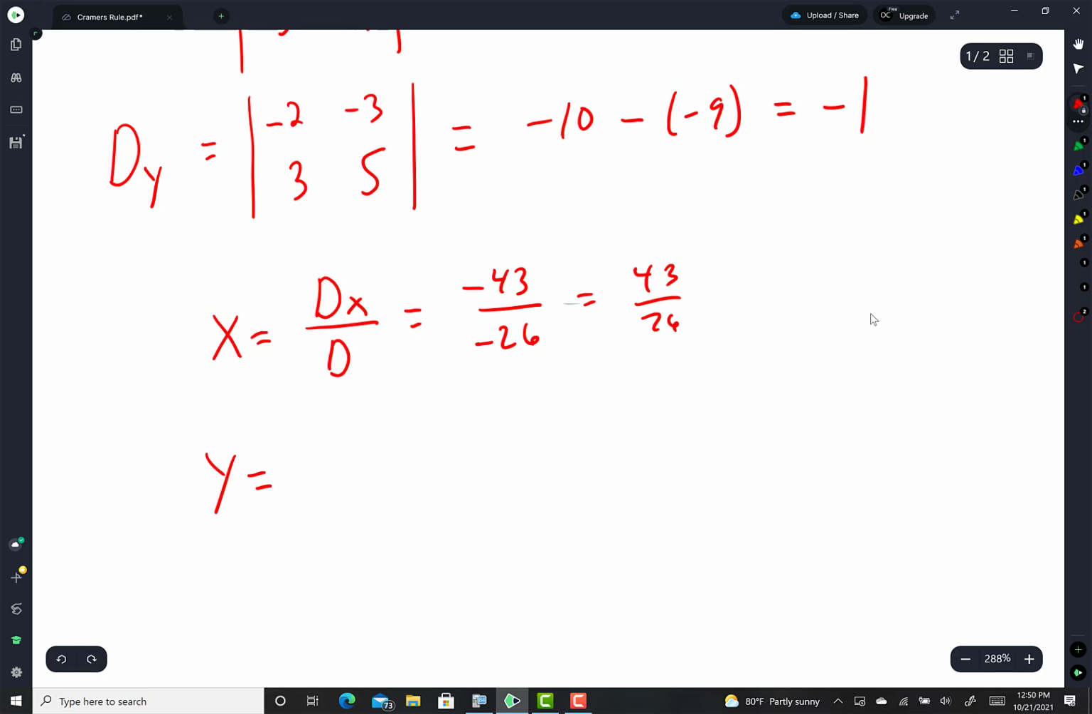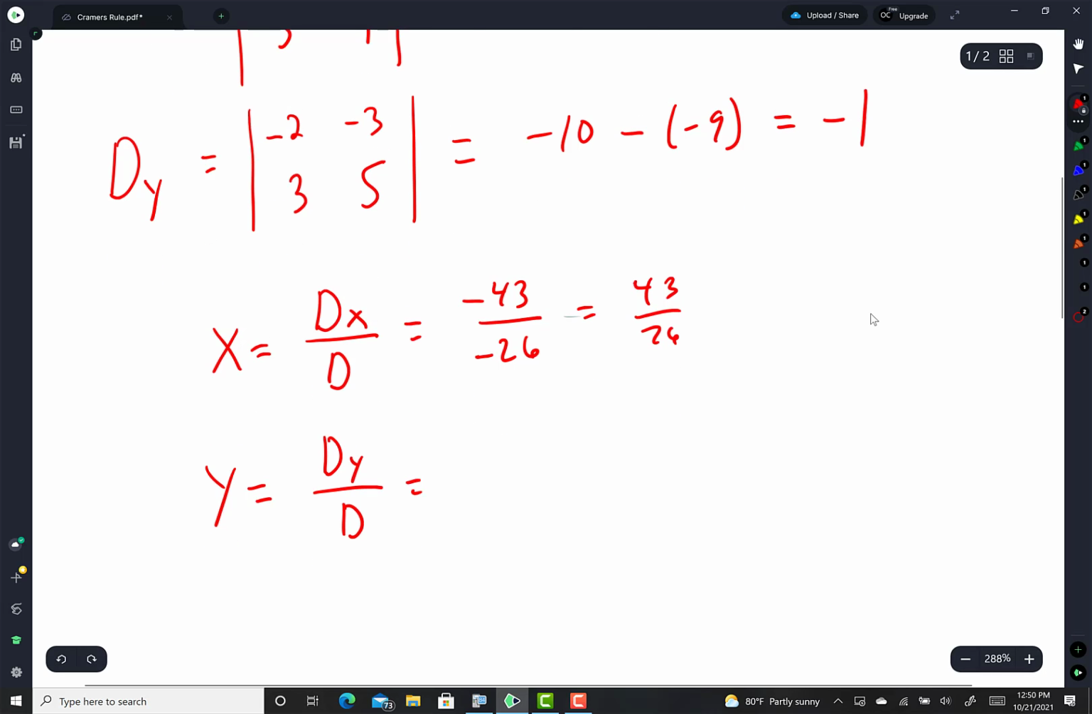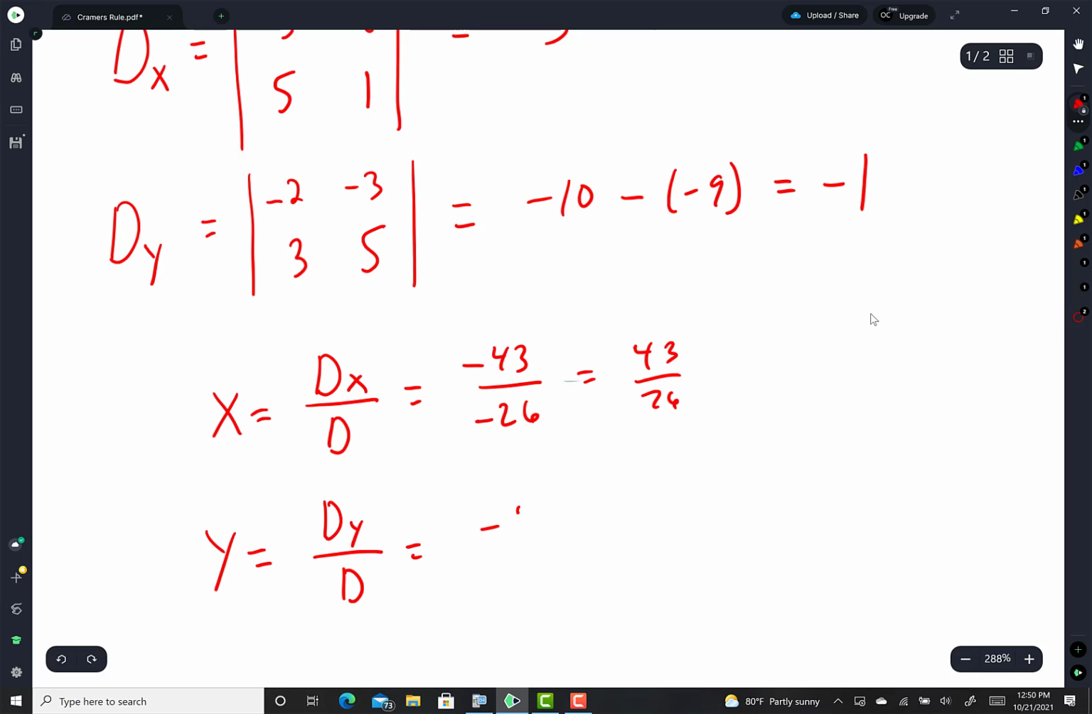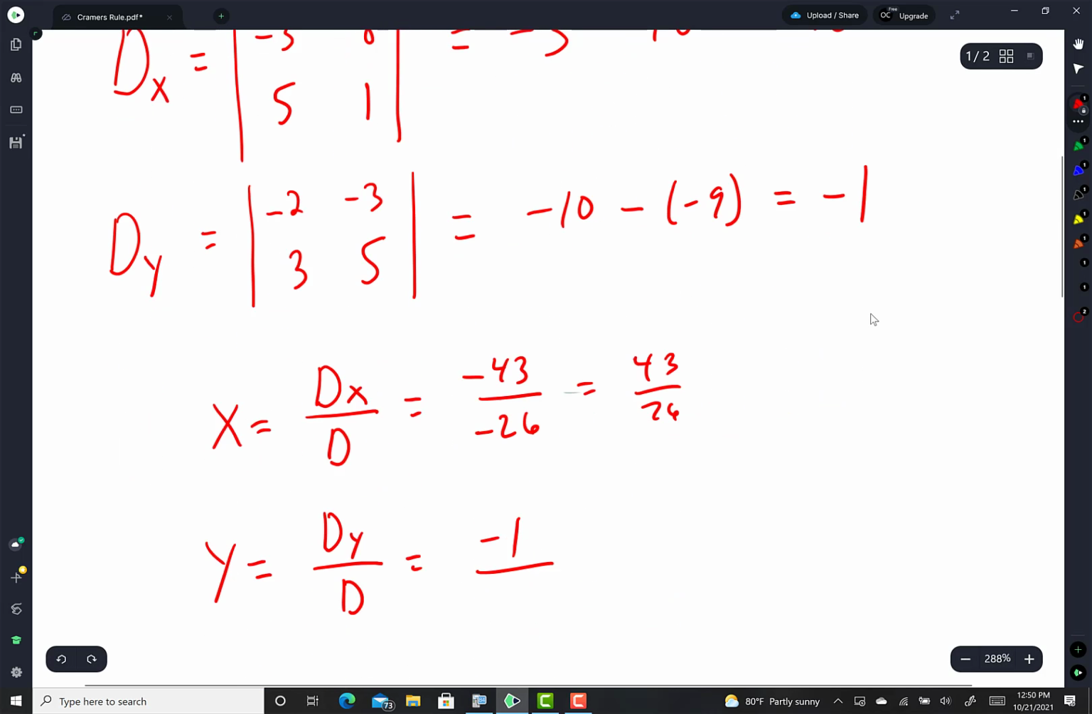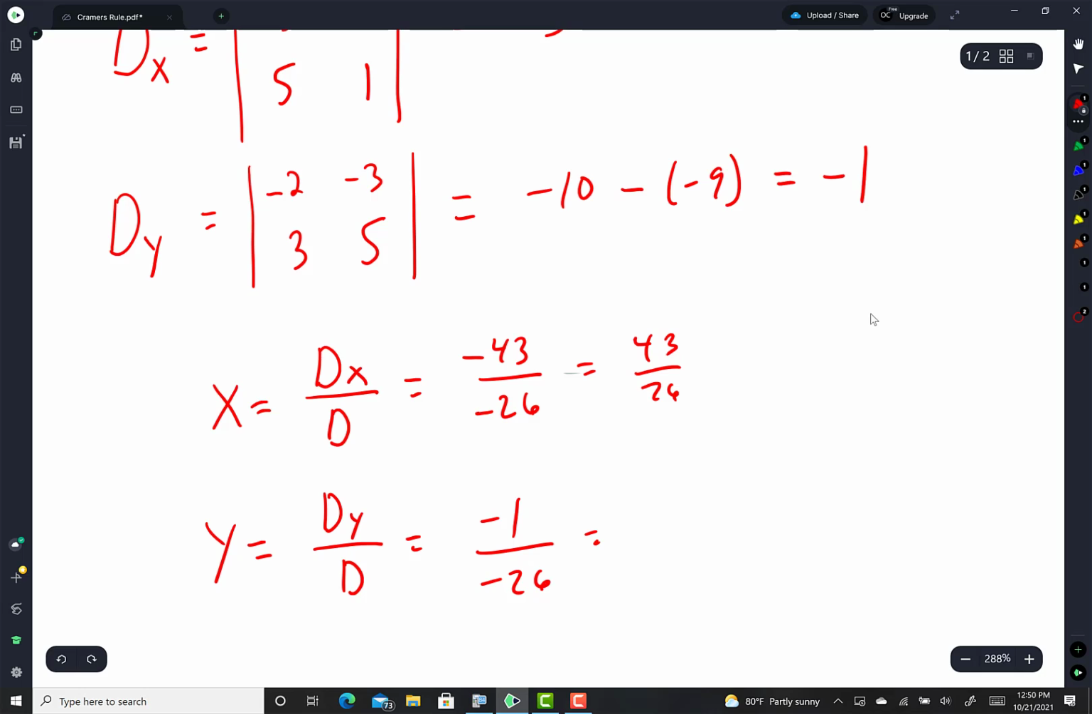The Y value, same principle, but instead of X, it's going to be determinant of Y divided by determinant. So what was the determinant of Y? -1 over -26. So 1 over 26. And that's it. That's Cramer's rule, guys.